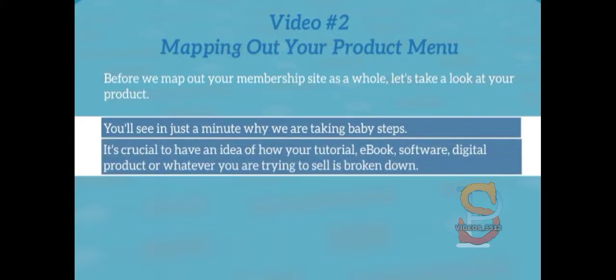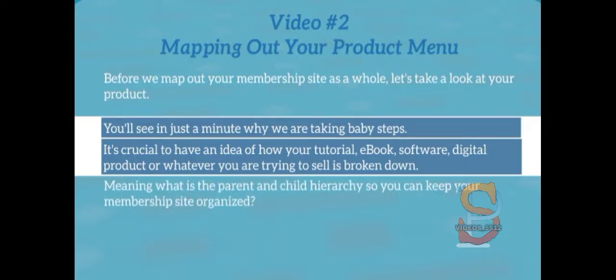This is why. You see, it's crucial to have an idea of how your tutorial, your video course, your ebook, your software, your digital product, or whatever you're trying to sell is actually broken down into different modules. So in other words, what you're trying to do is create a parent-child hierarchy so that you can keep your membership site organized. So we're taking a look at essentially the inside pages of your actual membership site.